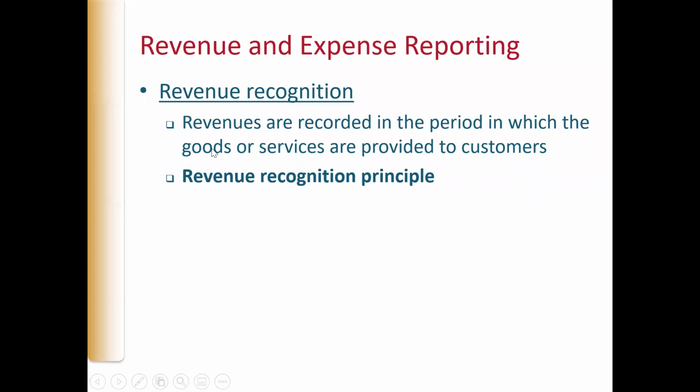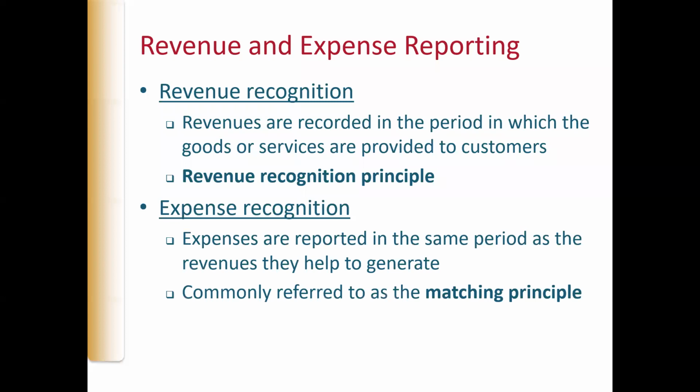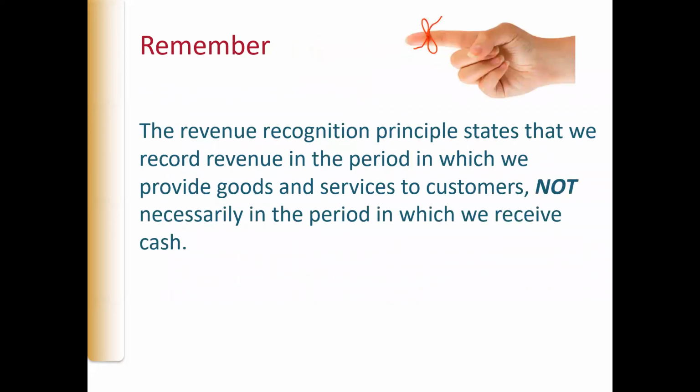So, know that the revenue recognition principle states that we record revenues in the books when we provide the goods or services to the customer, not when we get paid, but when we've completed the job. The expense recognition states that expenses are reported in the period that they helped, the revenues they helped to generate. That is called the matching principle. We match our expenses with the revenues they help to generate. Know those two items because I promise you, you will see them again.